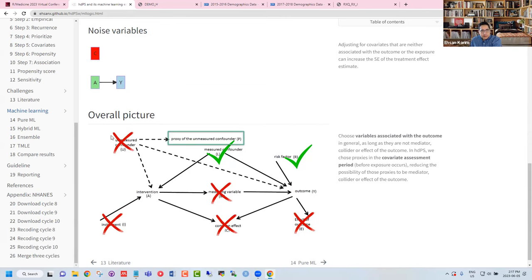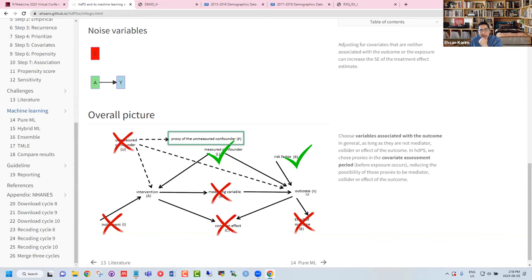And obviously you cannot include the unmeasured confounder, but then again, you should be trying to include the proxy of the unmeasured confounder. So that is a given, that's not a problem. So in terms of the variables that you need to adjust in a propensity score model, basically those are the confounders and the risk factor for the outcome or the precision variables, right? So there is just one thing that is common among the risk factor of the outcome and the measured confounders. And that is that both of them are highly associated with the outcome.